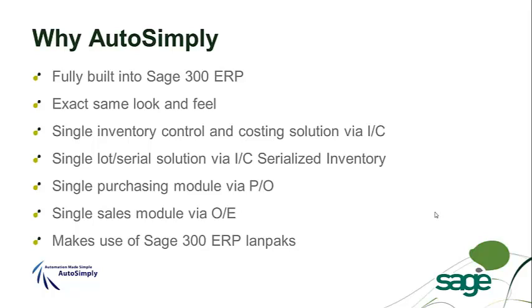Our lot and serial add-on module is fully built into the IC lot serial module. All purchase transactions will be in the purchase order module of Sage 300. All sales transactions are still in the order entry module. We also don't have separate user licenses or LAN packs, as Sage calls it.